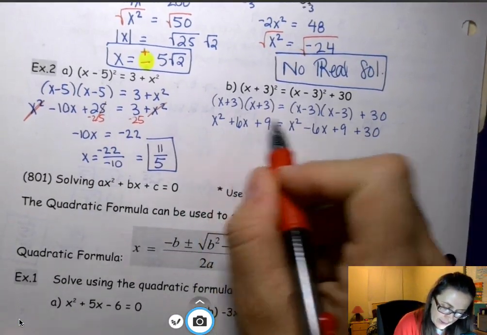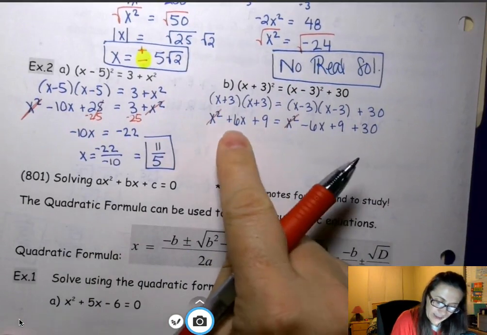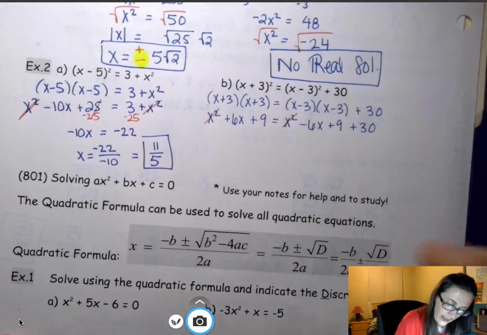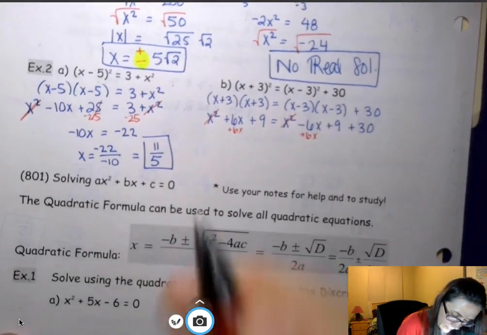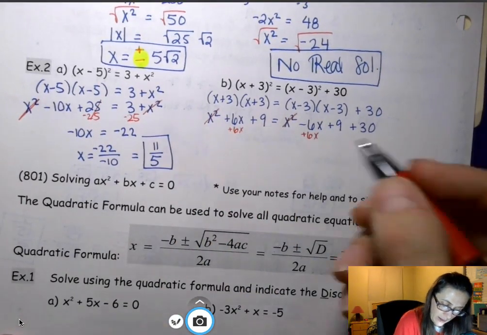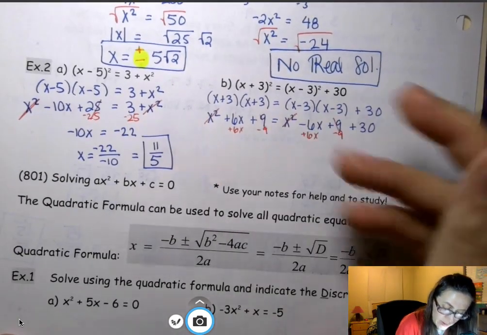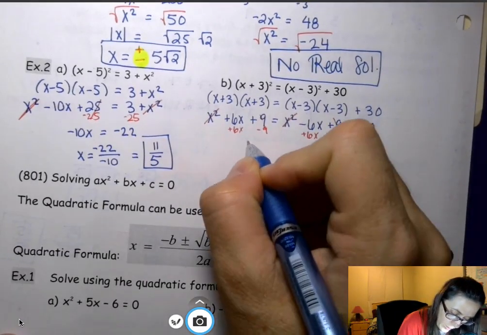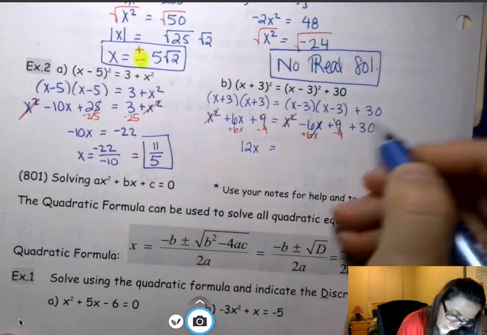Now I'm going to have positive x squared on both sides, so they are going to subtract out. I have a positive 6 and a negative 6x. I want them to be positive, so I'm going to add the 6x over here. But I want the numbers over here on the right then. If I subtract 9, the 9 is going to subtract out as well. So this is actually going to turn out to be pretty nice. I end up with 12x on this side equals 30 over here.